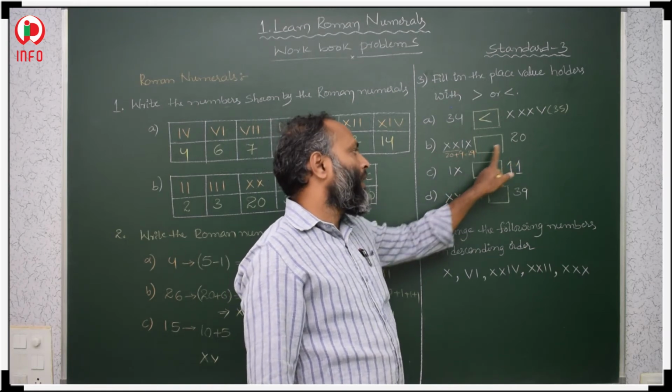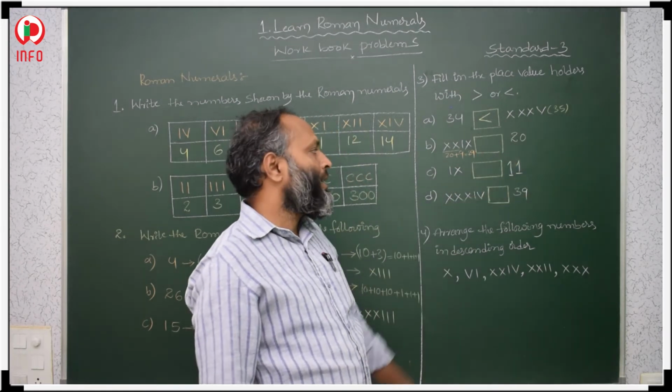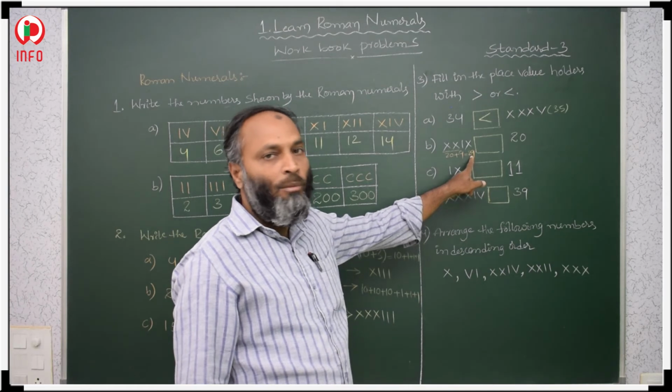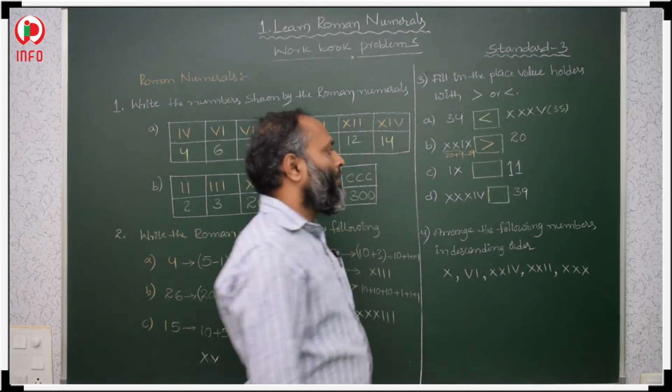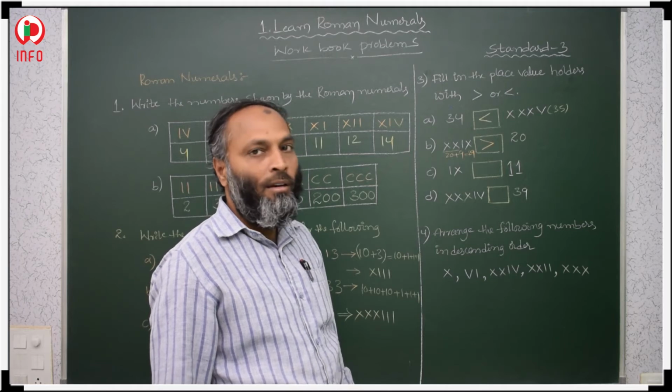Between 29 and 20, which one is greater? 29 is greater. It means 29 is greater than 20.